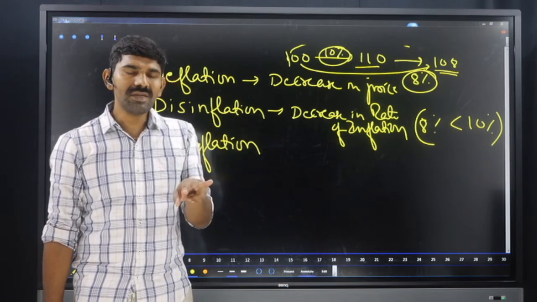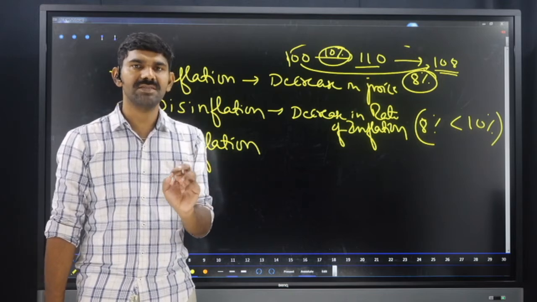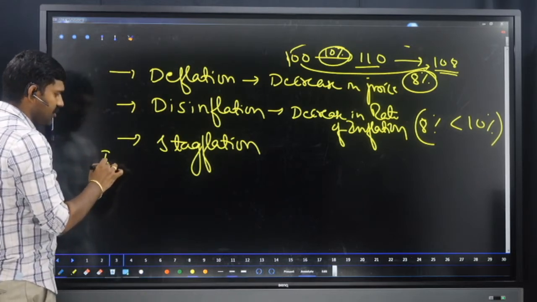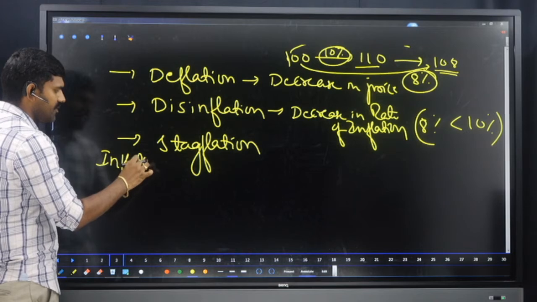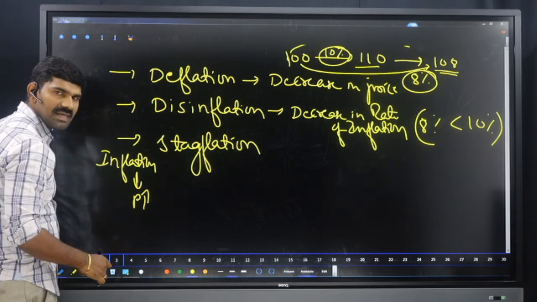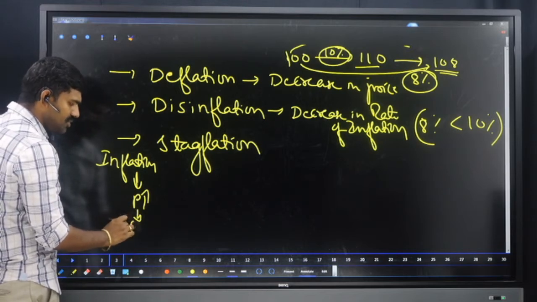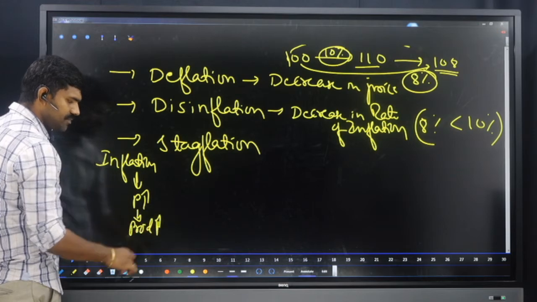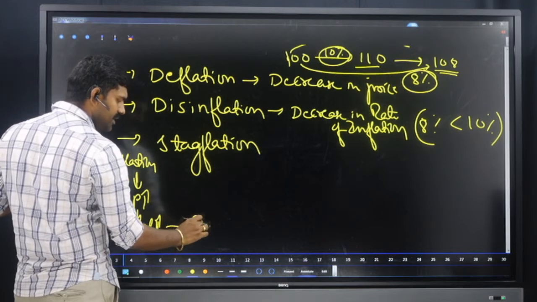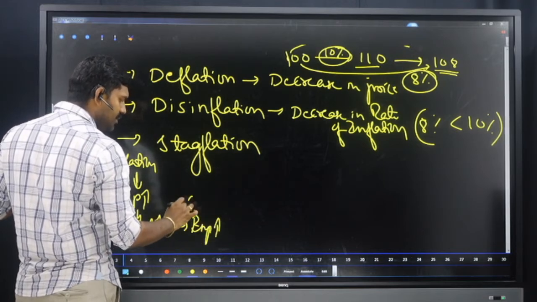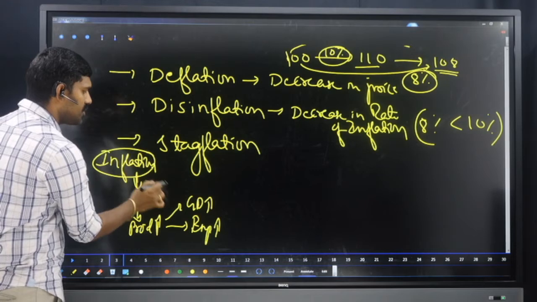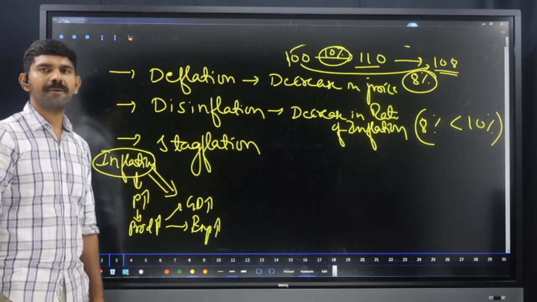Okay, now how is inflation related to the growth of the economy? Listen very carefully, very important. Whenever there is inflation in the economy, obviously what happens? Prices will increase. When prices increase, the producers will be happy because they are getting more profits. Okay, so production will increase. When production increases, employment increases. Not only that, GDP also increases. Inflation is contributing to the growth of the GDP and employment.